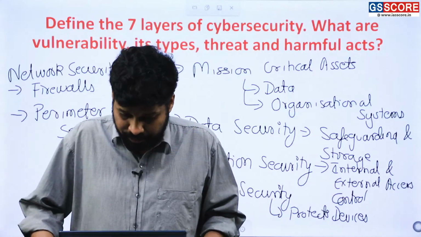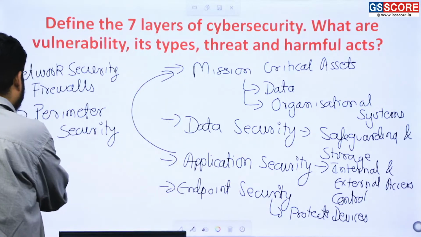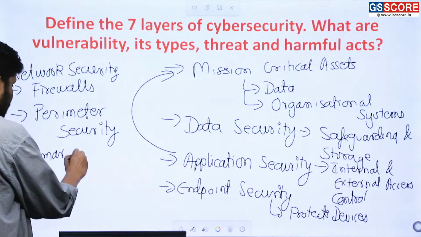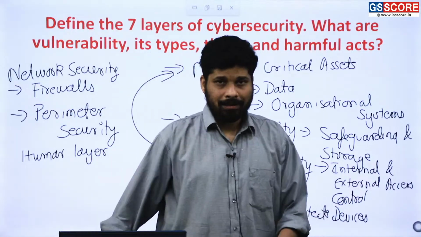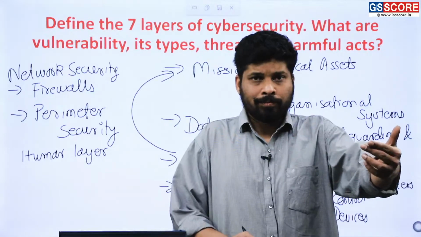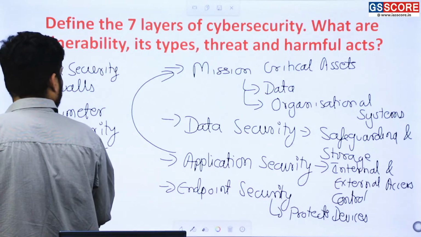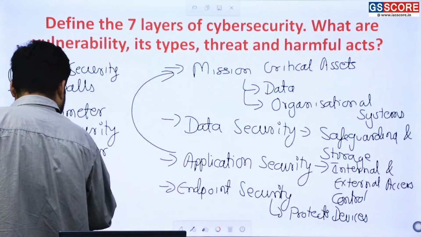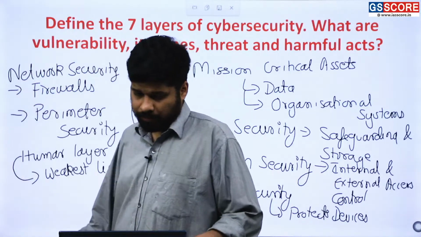And then we have the human layer. Breach of human layer security is basically when a person leaks the information through his own initiative, and at this point of time human layer security is considered to be the weakest link. It is basically considered to be the weakest link.